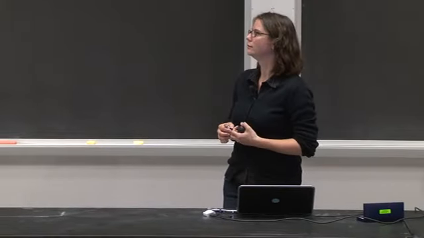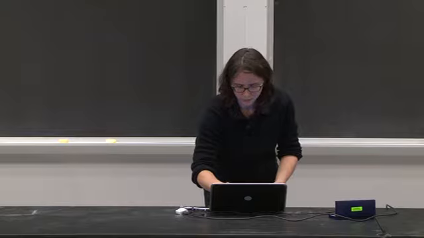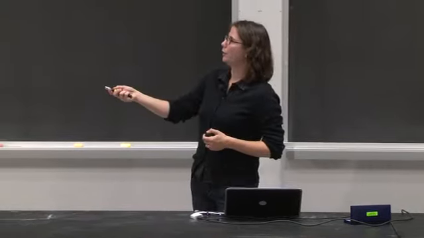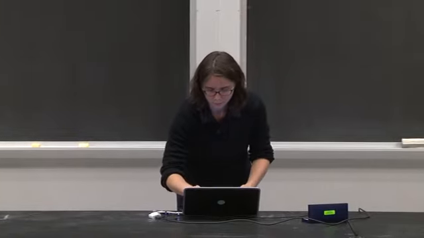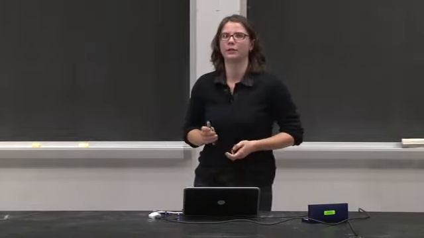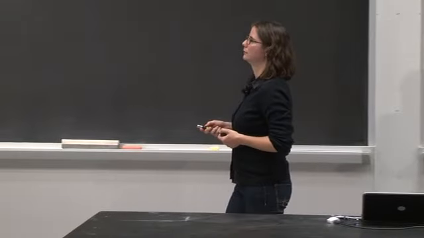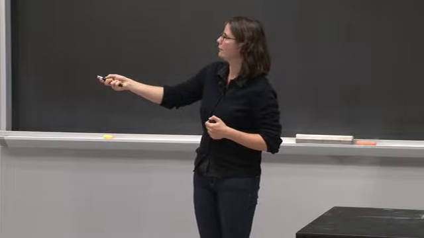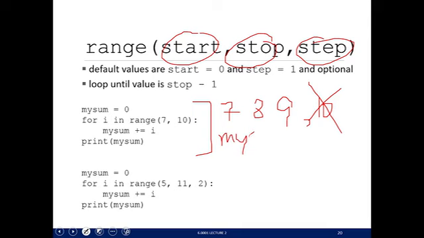If we're incrementing by 1, 9. And since we're going until stop minus 1, we're not actually going to pick up on 10. Okay? So this loop variable i, the very first time through the loop, is going to have the value 7. So my sum is going to be 0 plus 7. That's everything that's inside the code block.